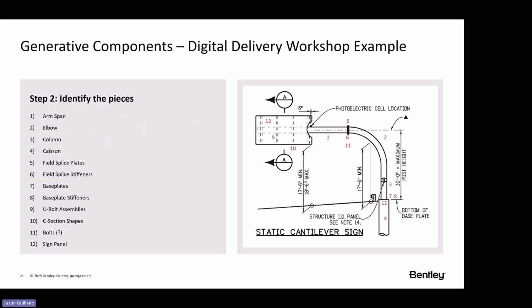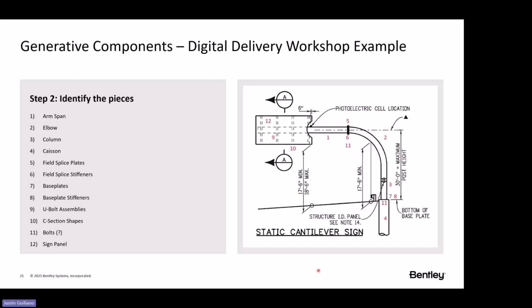So just looking at the pieces of this, we have a ton of them. There's the arm span, the elbow, the column, the caisson, the U-bolt assemblies, the actual C-section holding up the sign itself. So there's a lot of smaller pieces that you can build, which are generally easier to build individually than to try to do this entire thing as one GC model. So generally my approach is to split these up into smaller pieces, build them as their own, and then reference them together as best I can, using GCPs, the generative node types.